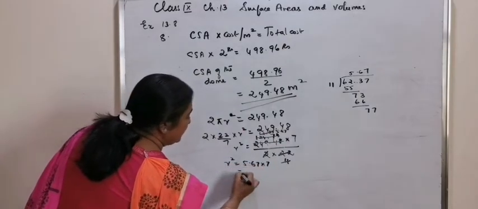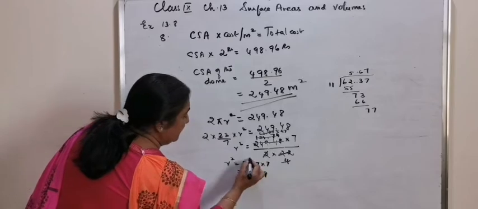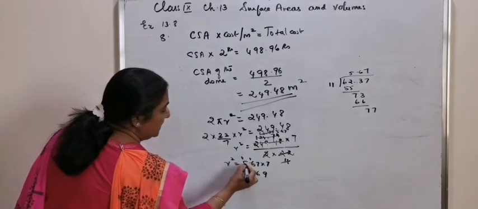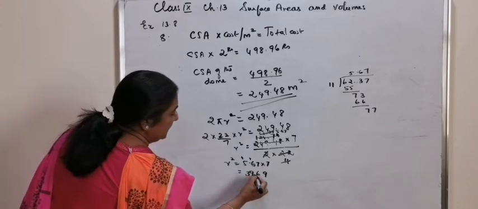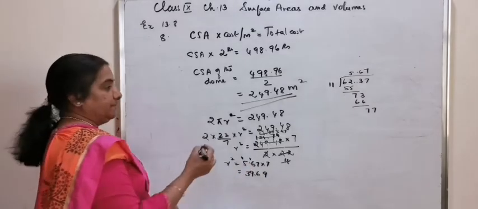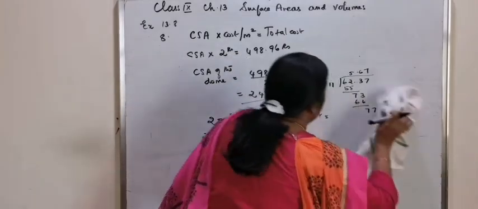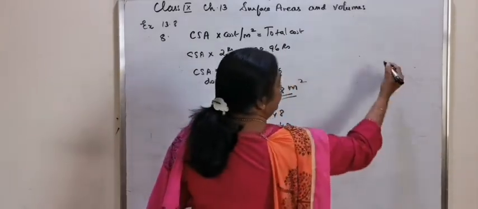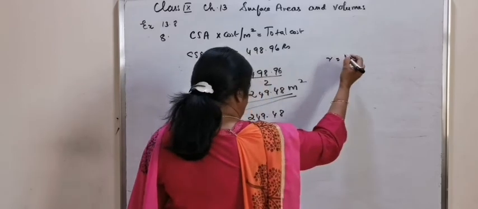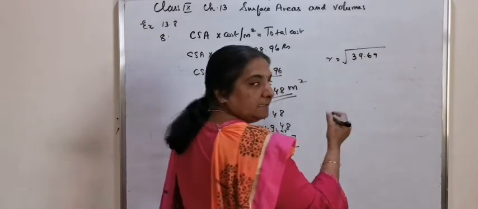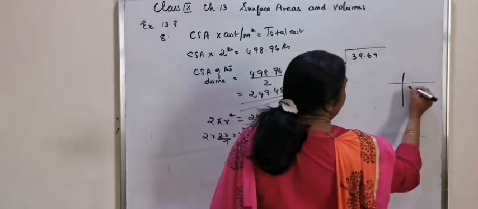multiplied by 7. 7 sevens are 49, 7 6s are 42 plus 4, 46, 7 5s are 35 plus 4, or 39.69. The value of r, we'll find out by the long division method. R is equal to square root of 39.69 by long division.